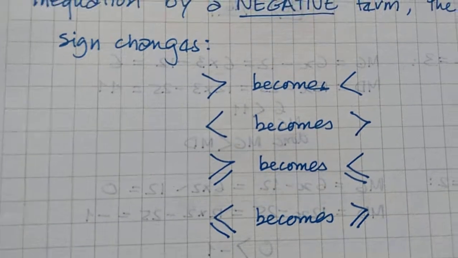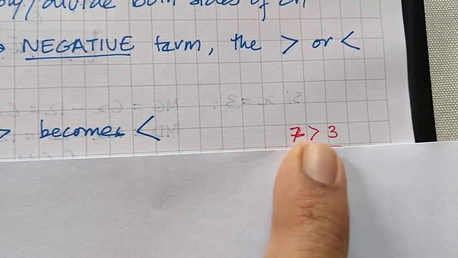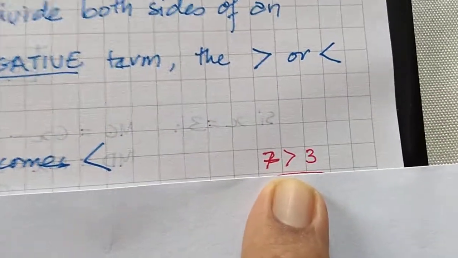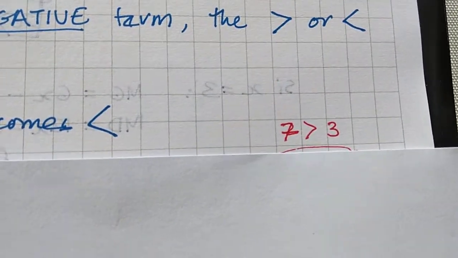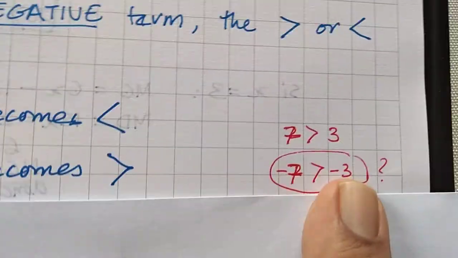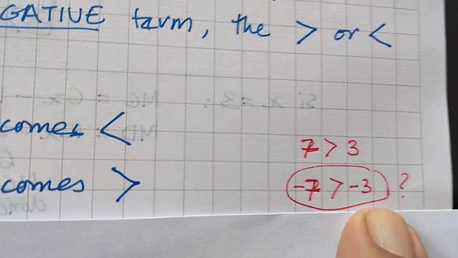So let's take a quick example of this. It is fairly simple once we see how it is. So I say 7 is greater than 3. This is true. Obviously it's true. If I multiply both sides by minus 1, what will happen? I'll get minus 7 is greater than minus 3. But is this correct? No, minus 7 is actually smaller than minus 3.